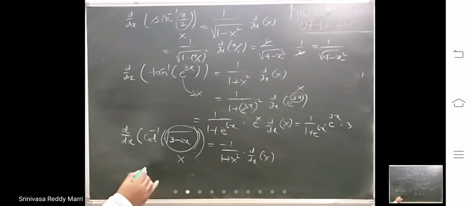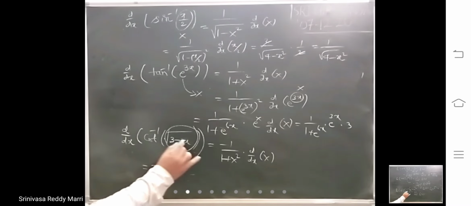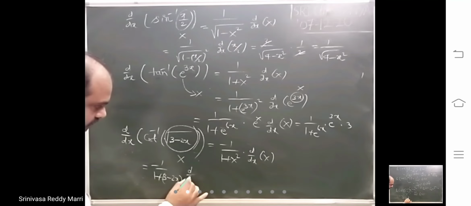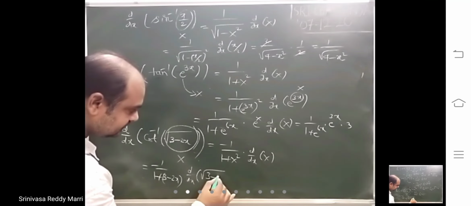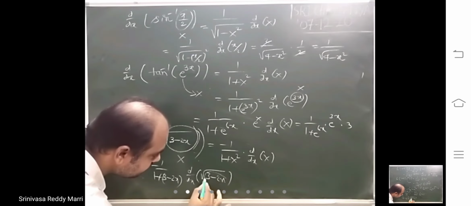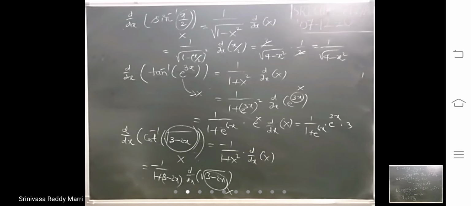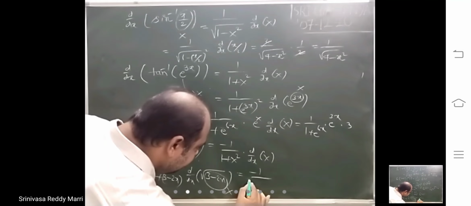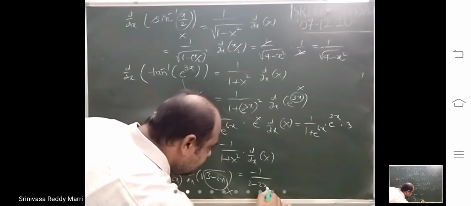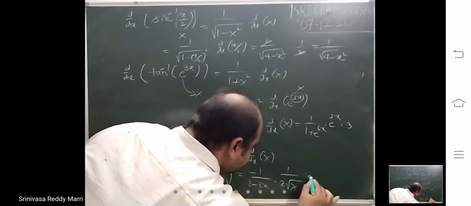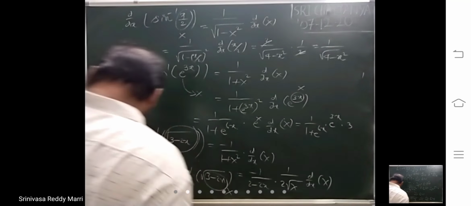So now capital X is this. Capital X square, capital X. Now the rule is root. Root means what? Under root, you take it as capital X. Capital X is now 3 minus 2x. The root x formula is there. Minus 1 by 2 minus 2x into d by dx of root x. What is it? Standard rule: 1 by 2 root x into d by dx of capital X.